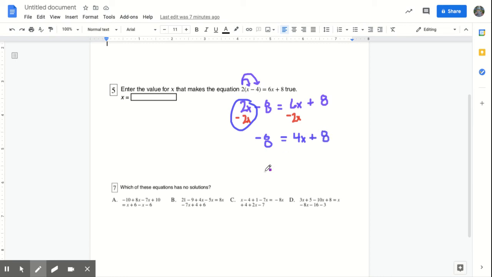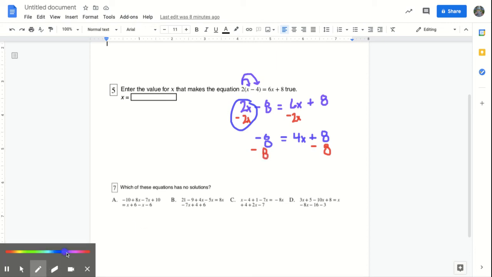All right, so from here, it's just a 2-step equation. All I have to do is start by undoing any addition and subtraction that I have next to the x. So I'm going to, oops, that should be a subtract. I'm going to minus 8. And remember, I have to do it to the other side too. So I'm going to subtract 8 from here.